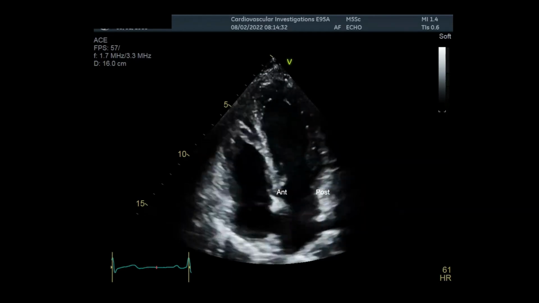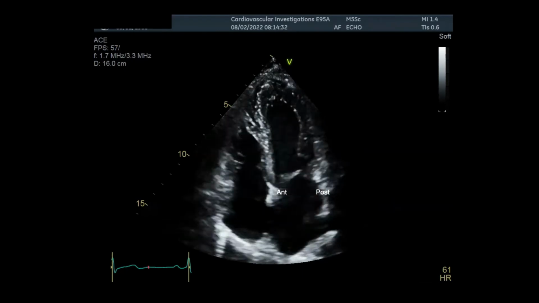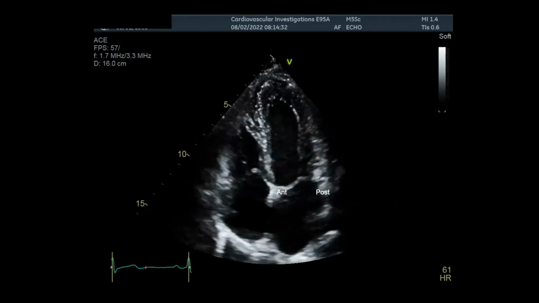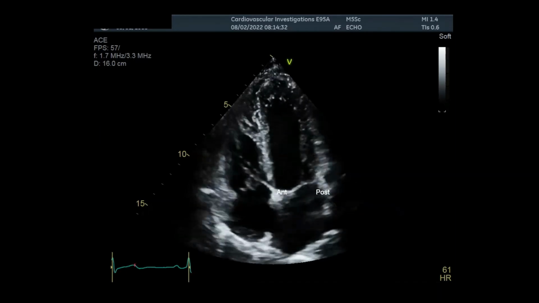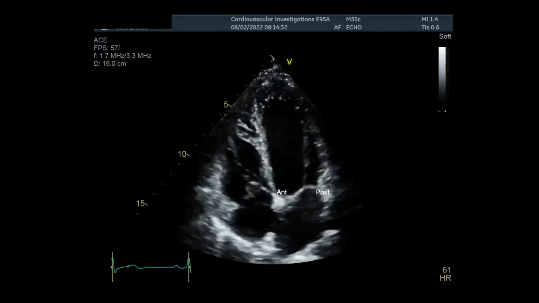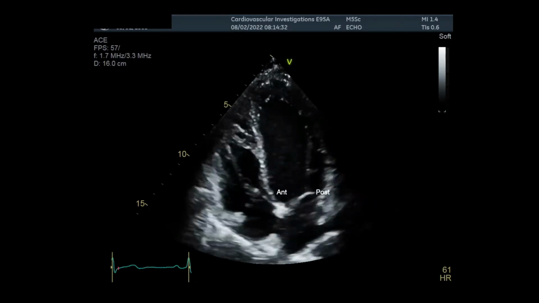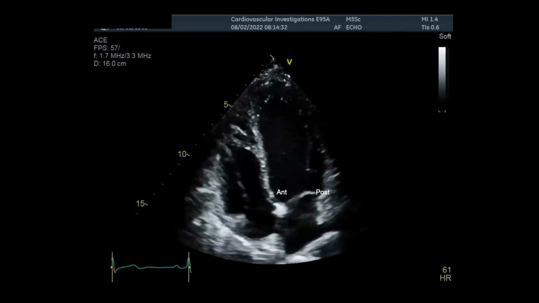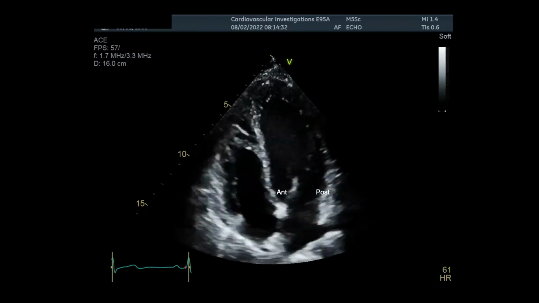So just to really ram the point home, you're looking at the appearance of the leaflets. They should be thin, thinner than 5 millimeters. They should be freely mobile on the ventricular side of the mitral valve annulus, and no part of the leaflet should cross the plane of the mitral annulus onto the atrial side. And again, looking for LV function and size to add to your assessment, and also LA size.